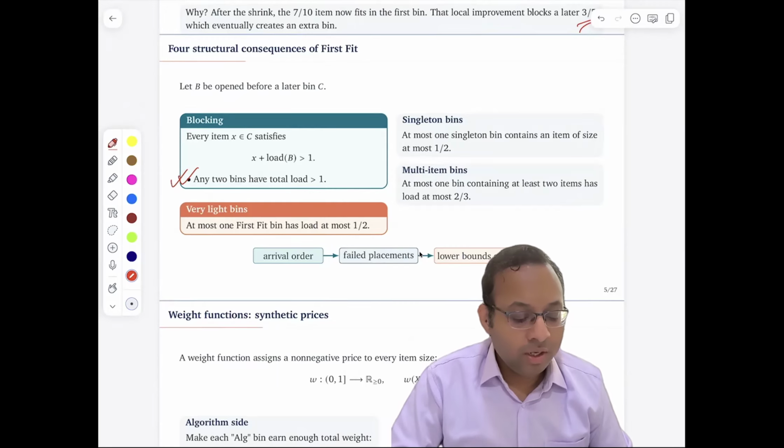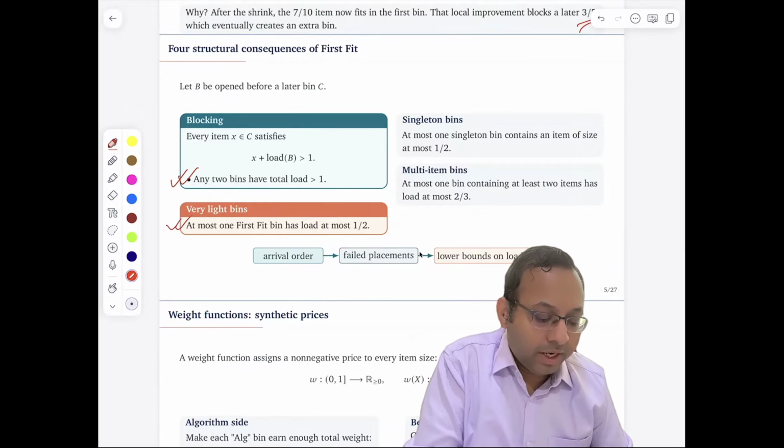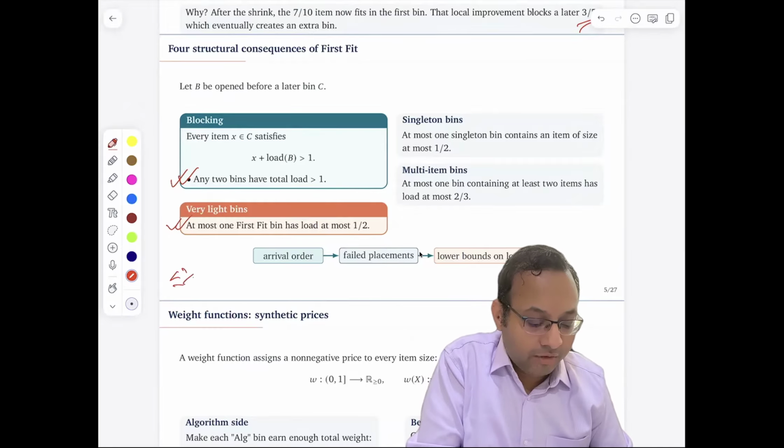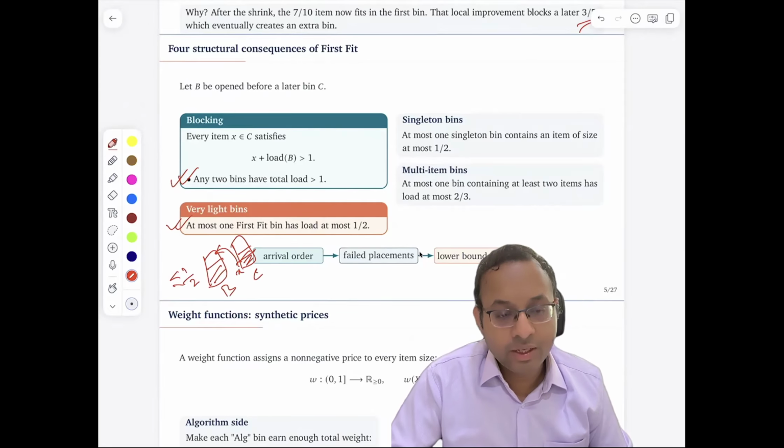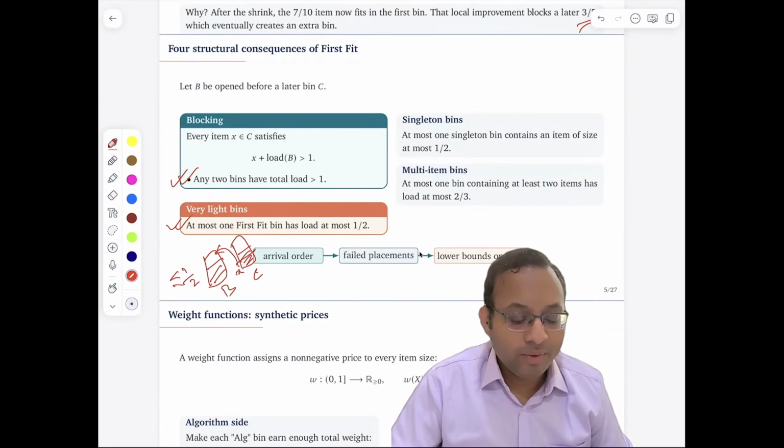So first of all, very light bins which have load at most half. The claim is only one such bin can exist. For contradiction, assume that there are 2 bins which have load less than half, some bin B and some bin C. But then the items in bin C have size less than half, so they can anyway be placed in bin B, and we will not open bin C, which is a contradiction. So at most one bin can have load at most half.